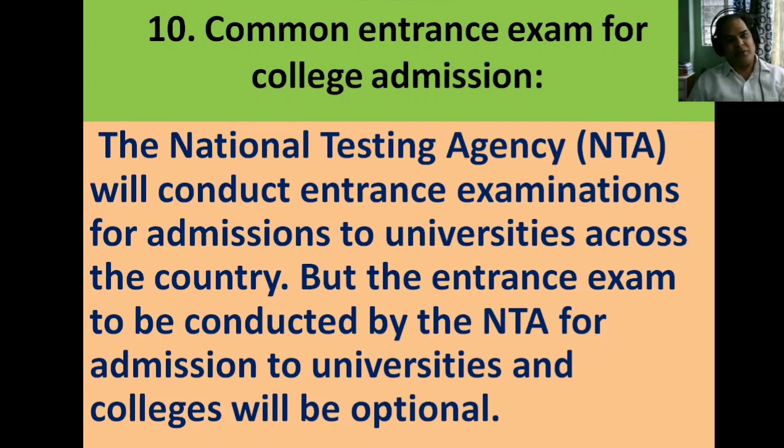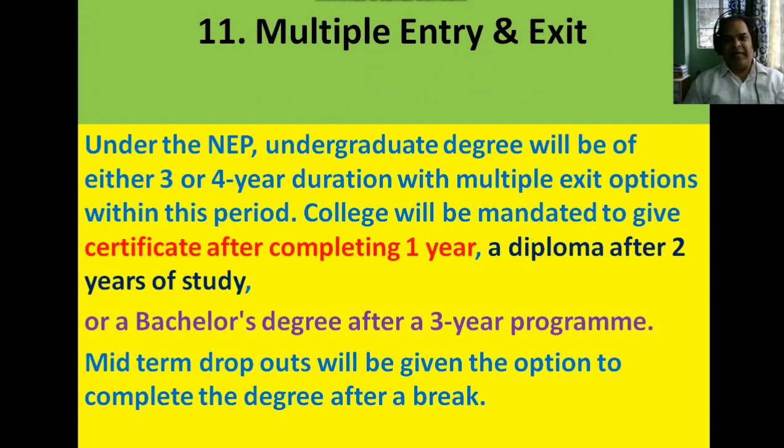Multiple entry and exit. So after class 12, students go for colleges. Under the new education policy, the undergraduate degree will be of 3 or 4 years. Now let me explain the 3 or 4 years. That means the duration comes with a multiple exit option within this period. Within these 3 to 4 years, the students will be given options to exit if they face any problem.